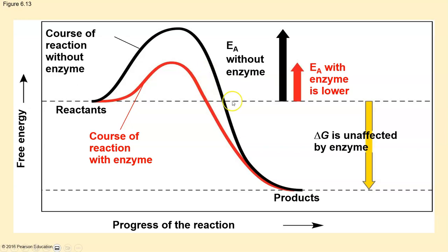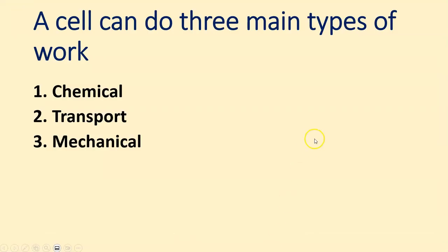Okay, now we'll revisit this graph again in another lesson about enzymes, because we'll see how the enzyme affects delta G, if at all, and what other aspects of a reaction are affected by an enzyme. So let's take this reaction to the next step. We have this exergonic reaction, giving energy still available to do work. What kind of work can be done with the energy that's available from this reaction? Well, a cell can do 3 main types of work: chemical work, transportation, or mechanical work.